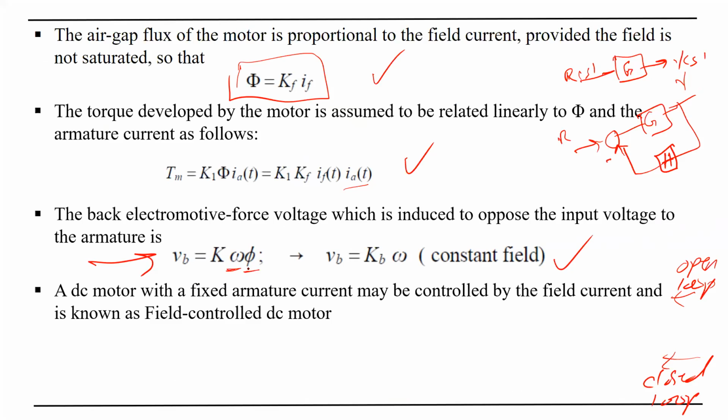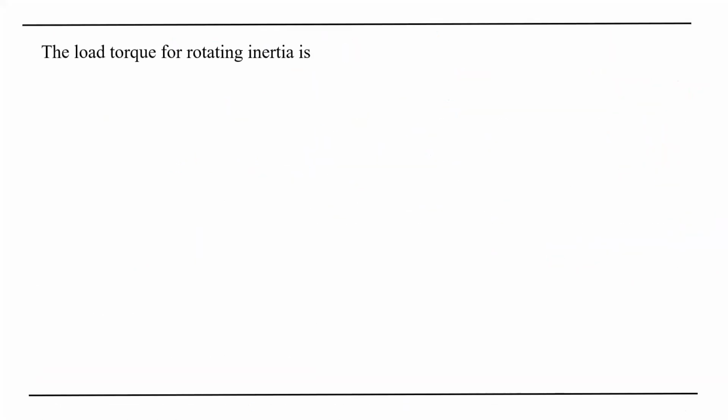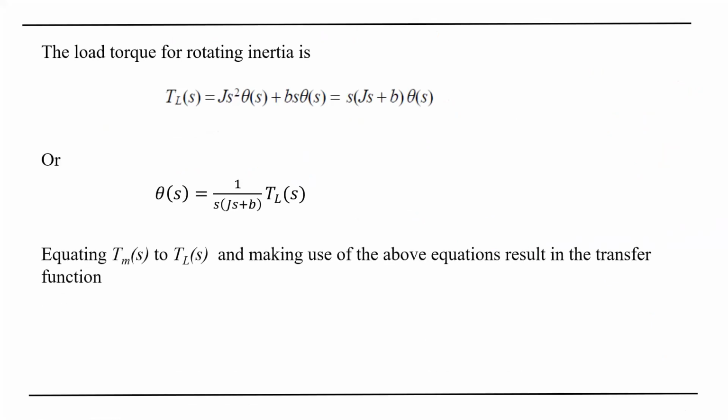VB is proportional to the field and omega, but the field is constant because we are assuming field control, the armature-controlled DC motor in which the field will be constant. So V times omega. Right, so the flux and the K will be just constant.